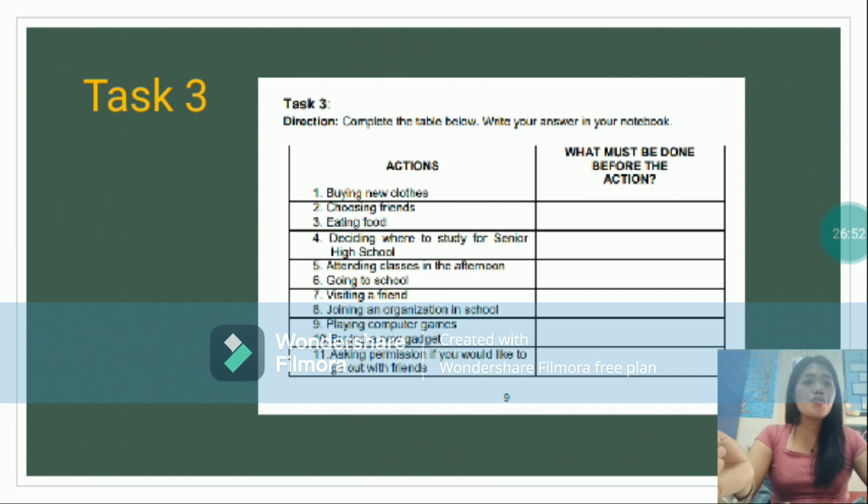Number 2, choosing friends. Number 3, eating food. 4, deciding where to study for senior high school. 5, attending classes in the afternoon. 6, going to school. 7, visiting a friend. 8, joining an organization in school. 9, playing computer games. 10, buying a new gadget. 11, asking permission if you would like to go out with friends.